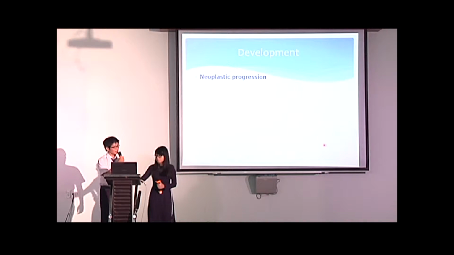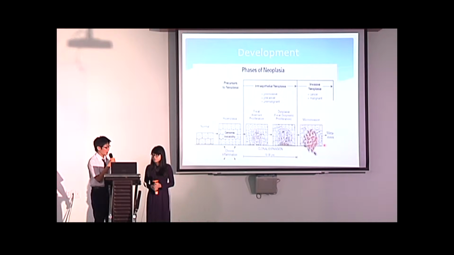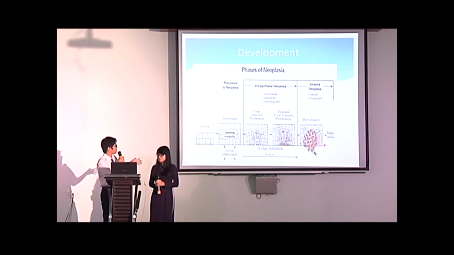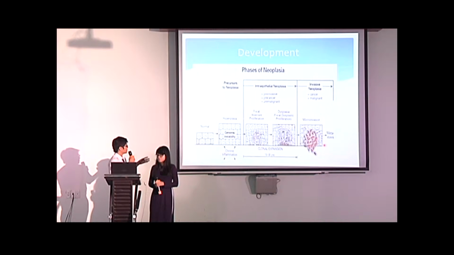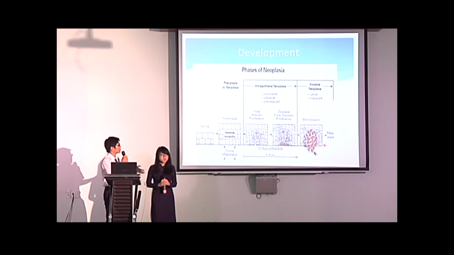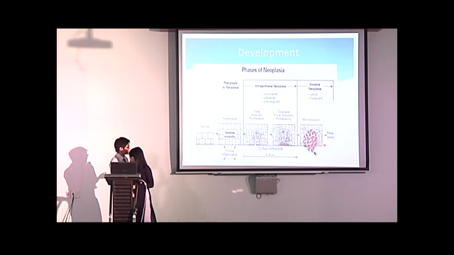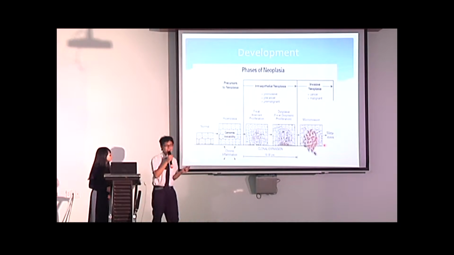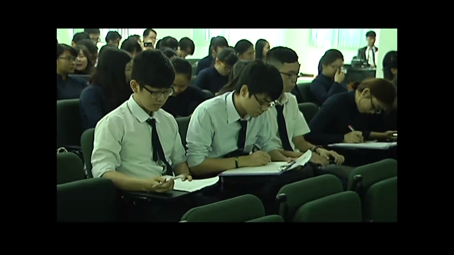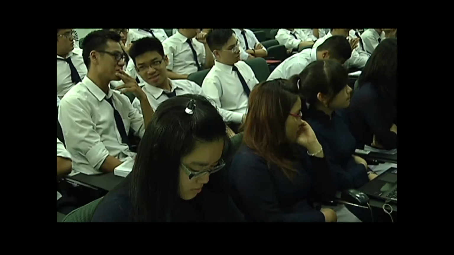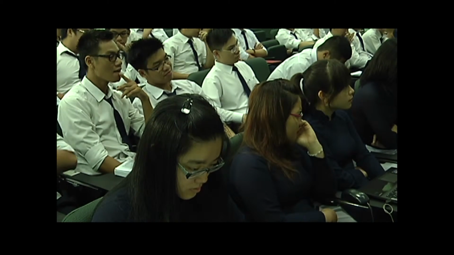This is neoplastic progression. We start with the normal cell under the stress of some factors, such as chronic inflammation. We will have hyperplasia. After a while, it develops into dysplasia. Dysplasia we can classify into 3 states: first, mild dysplasia; second, moderate dysplasia; and finally, severe dysplasia. At severe dysplasia, we can call it neoplasia or primary cancer.